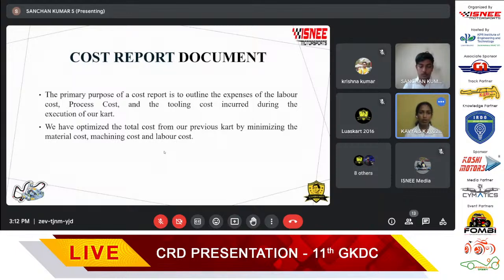This cost report gives a detailed explanation about the expenses made for labor cost, process cost, and the tooling cost incurred during the execution of a cart. Cost optimization is not just about reducing the cost, it's about minimizing the cost effectively with no compromise in the quality. By minimizing the material cost, machine cost, and labor cost, we were effectively able to optimize the total cost from the previous cart.